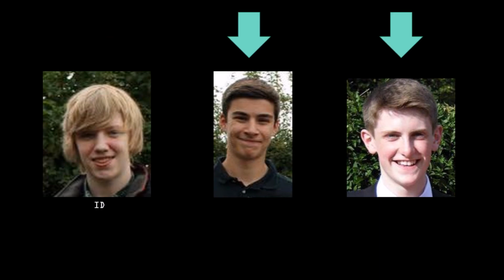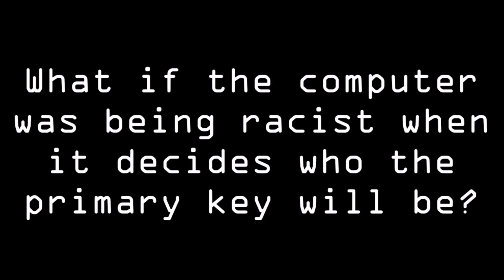Out of these, the one with the ID would be picked as the primary key. See? Life is unfair. What if the computer is being racist when it decides who the primary key will be? Is it just because this attribute is black? Stop computer racism.